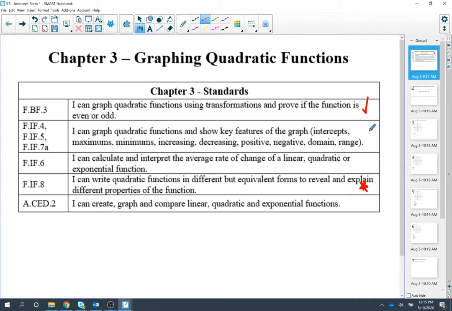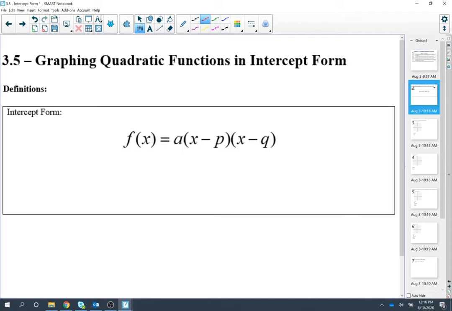In those functions, we can still do all of our key features, and then at the end of the chapter, which is going to be section 3.7 that we haven't gotten to yet, is when we're actually going to hit this guy and this guy. So if you're sitting there going, well, when are we going to do that? That's going to be in our next section, but we're still going to focus in this lesson on another form of our quadratic function that can tell us information about it. So section 3.5, graphing quadratic functions in intercept form.